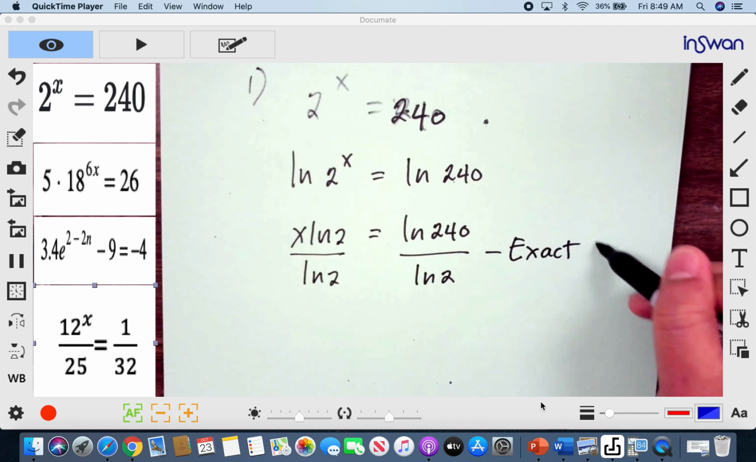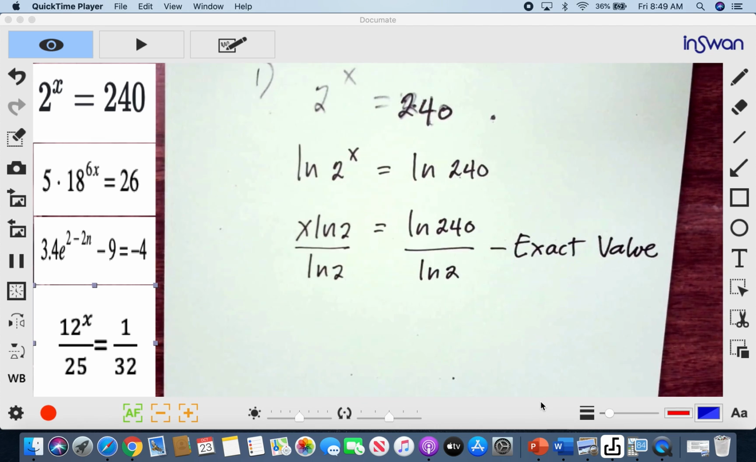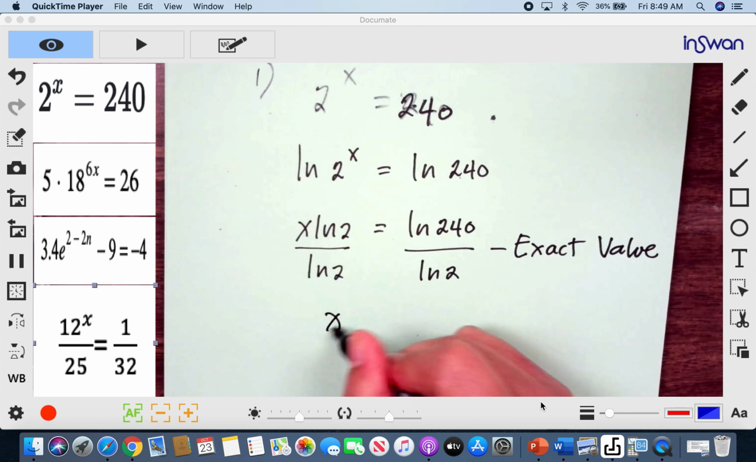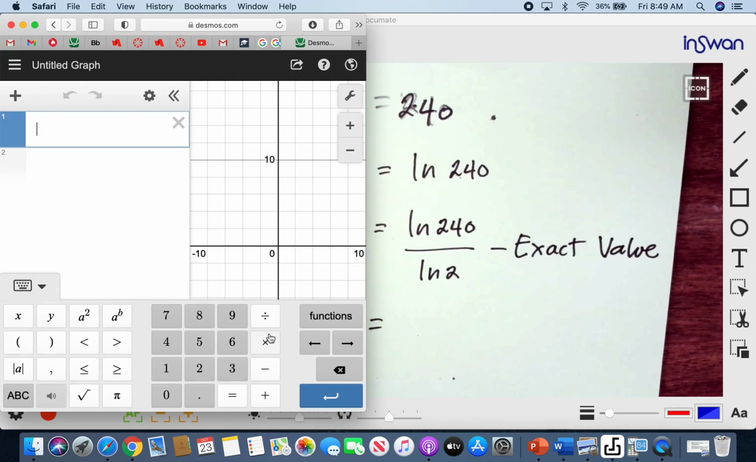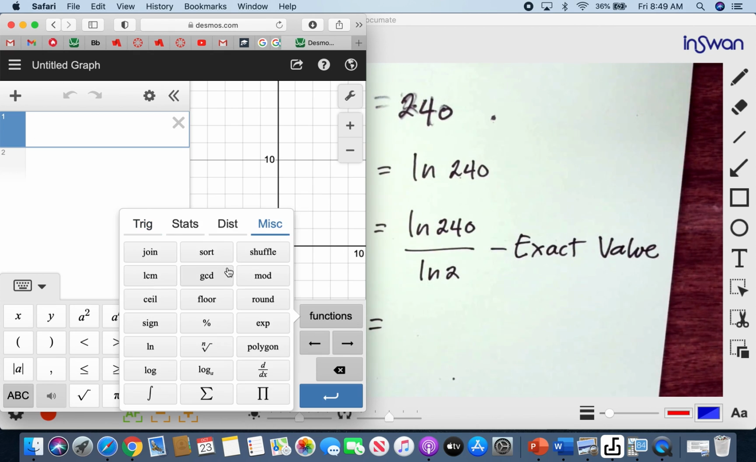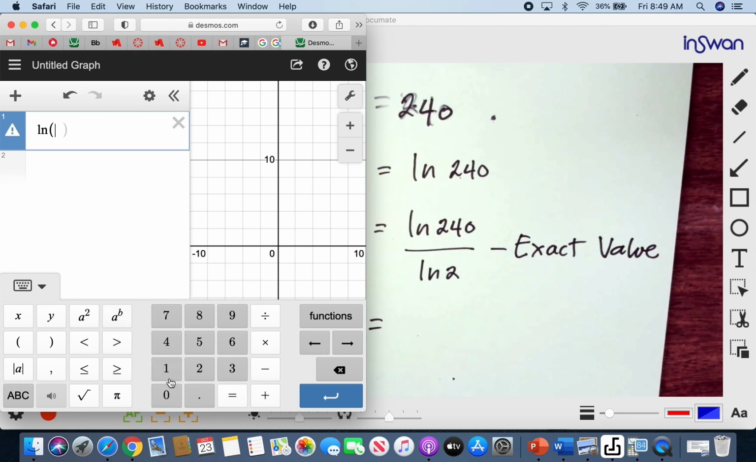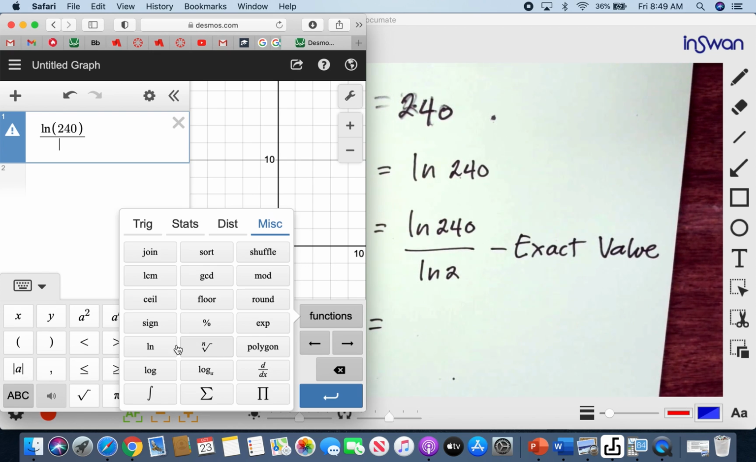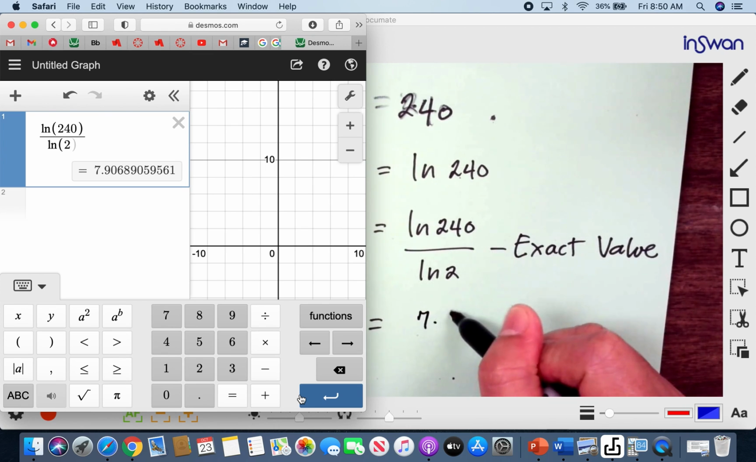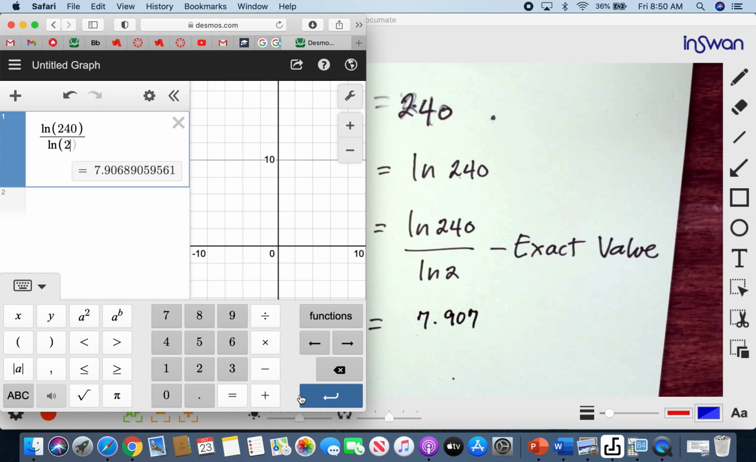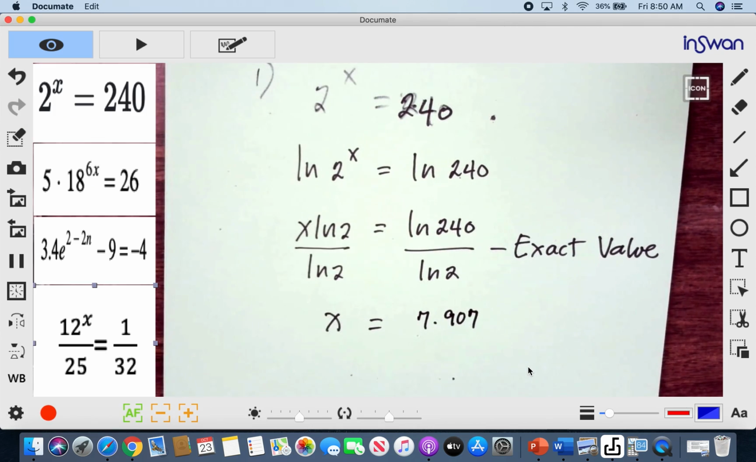But of course, if you're trying to find the approximated value, meaning in decimal, all you need to do is to put this in the calculator, and that's ln functions. You can find in the miscellaneous, that's ln 240 divided by ln 2. You can also write it, it doesn't matter. So that's 0.7907. So that's the value of x that we're looking for in this equation.